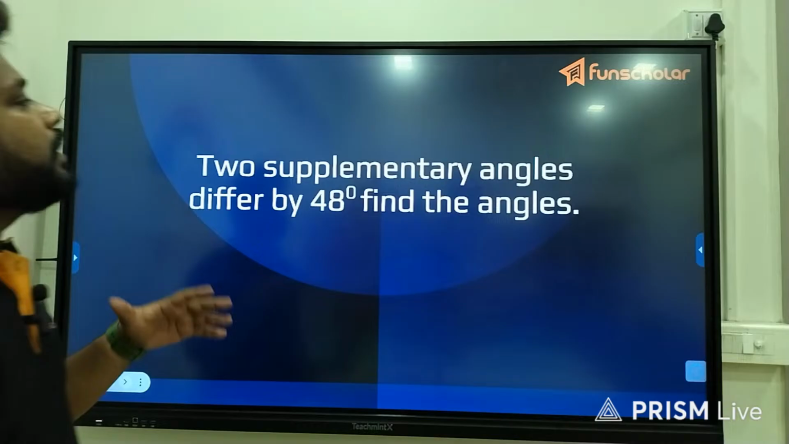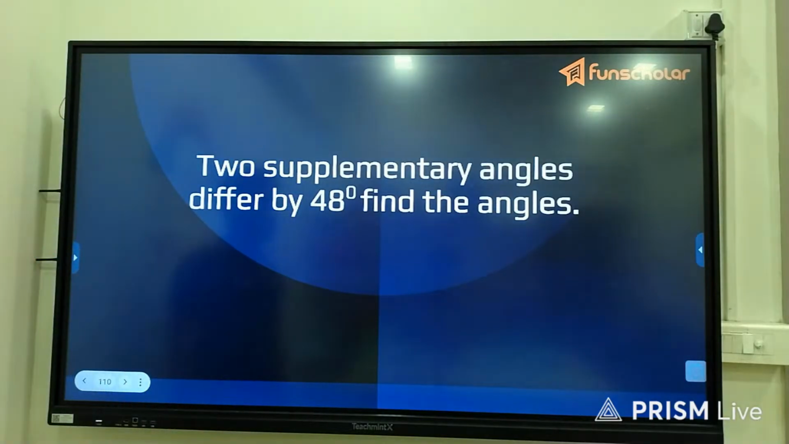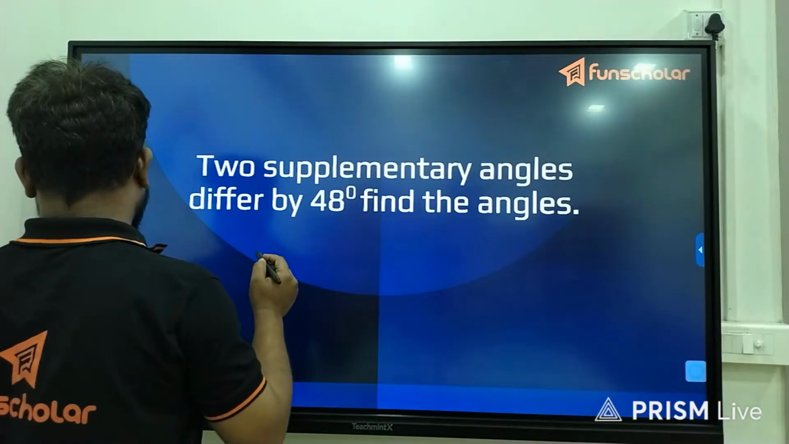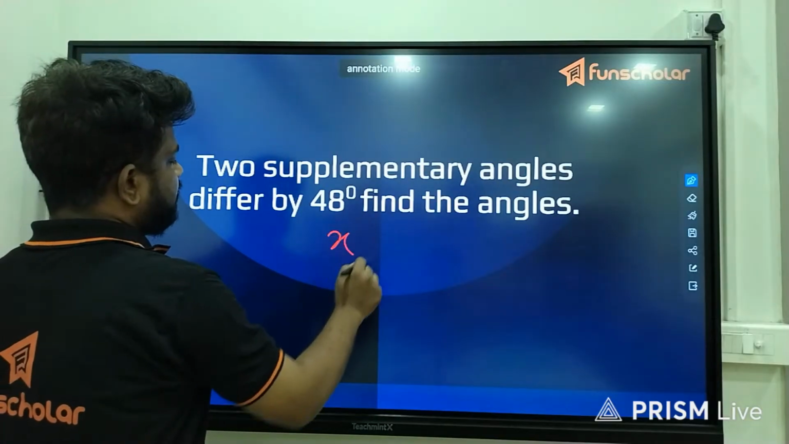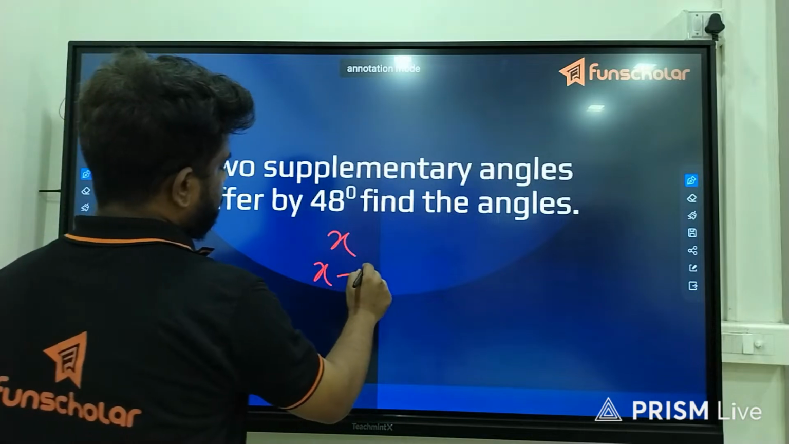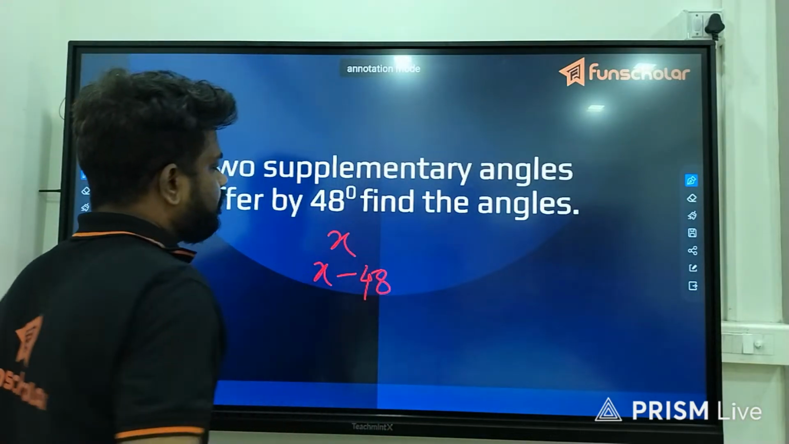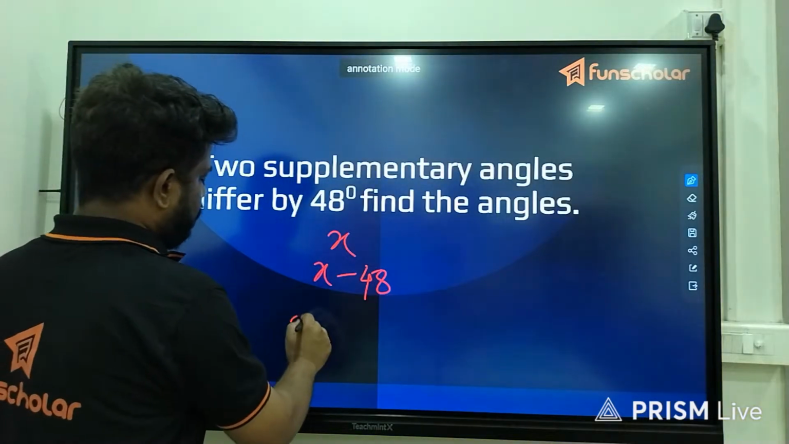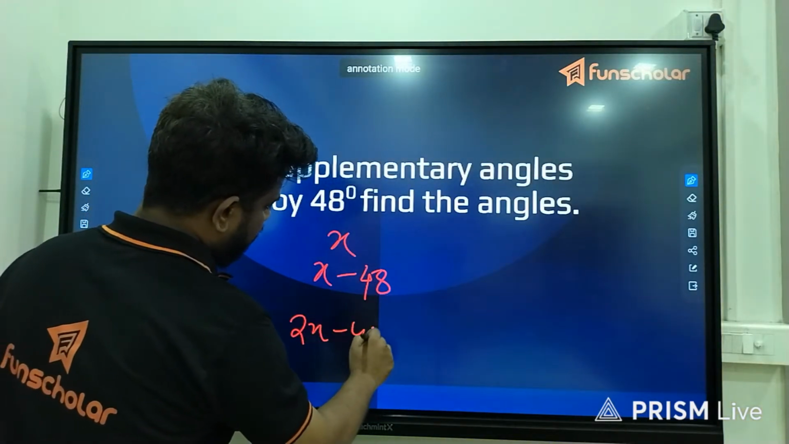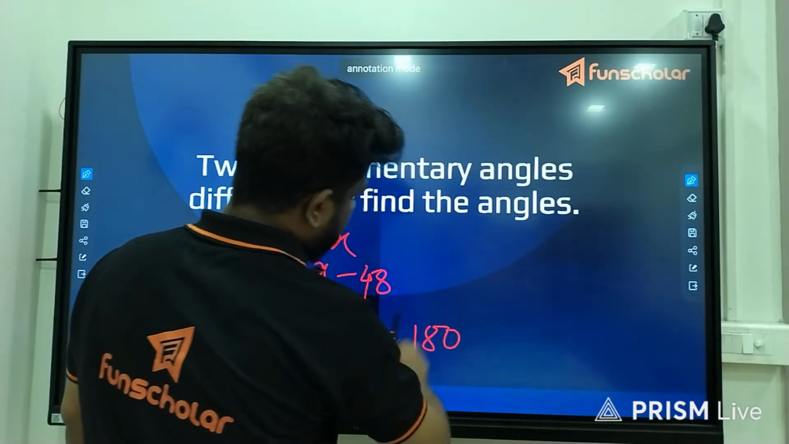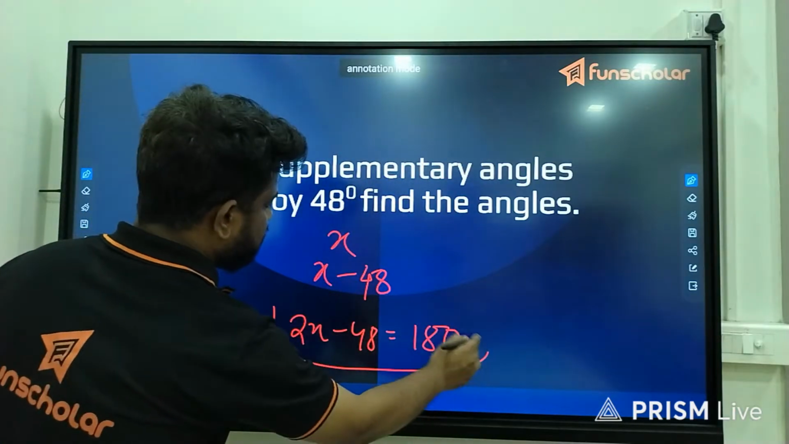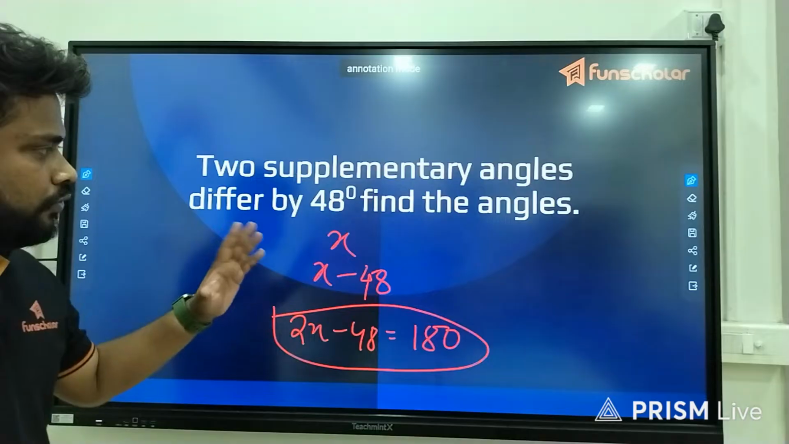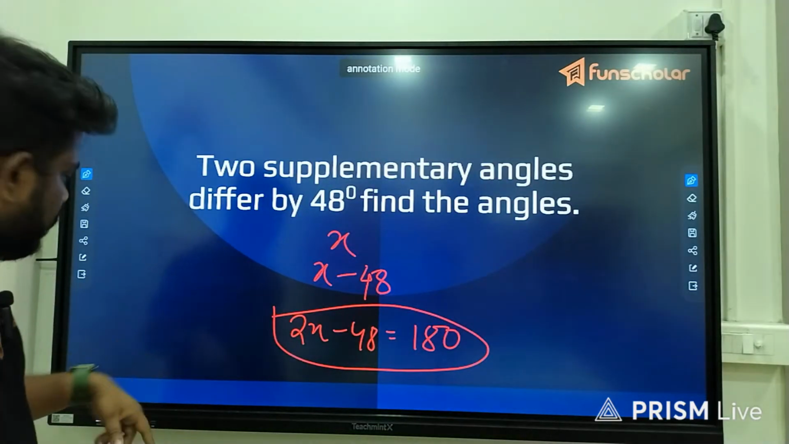Next, two supplementary angles differ by 48 degrees. Find the angles. Take one angle as x and the other angle as x minus 48. The sum of them will be 2x minus 48 equals 180, and you can solve this to find the values of the angles. Okay, next.